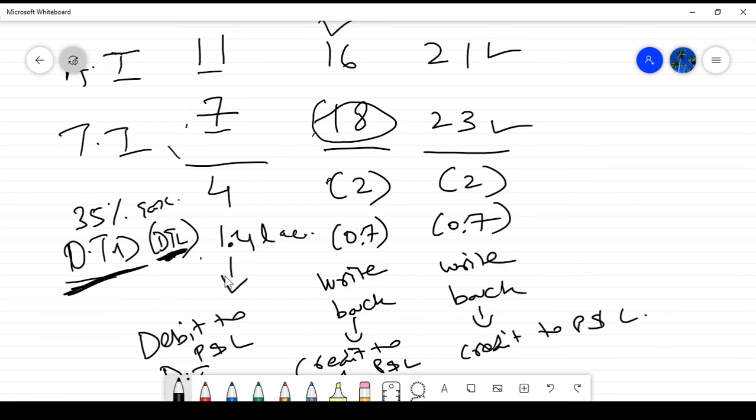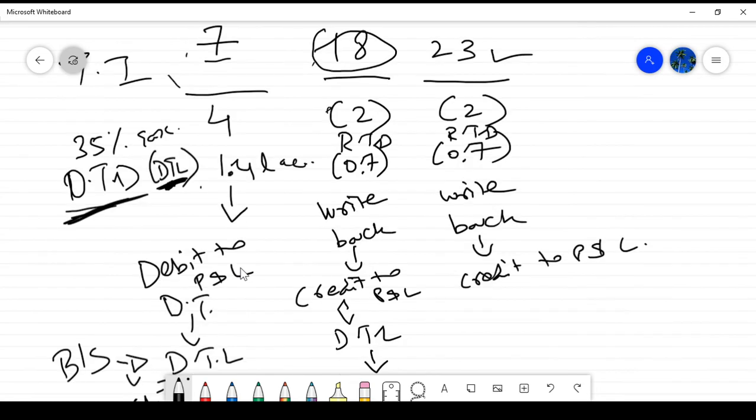So what I am doing? 2 lakh into 0.35, how much? 0.7 lakhs. This again I should credit to my P&L account under deferred tax. Credit to P&L account, deferred tax. Then what happens?